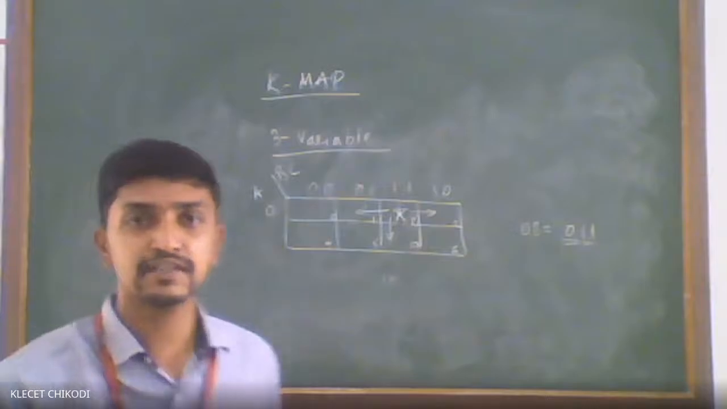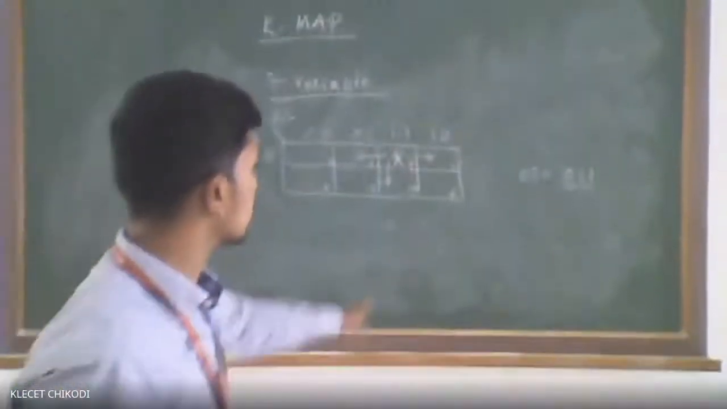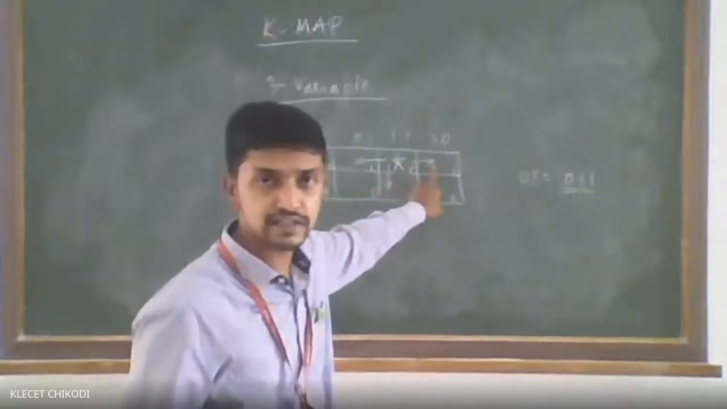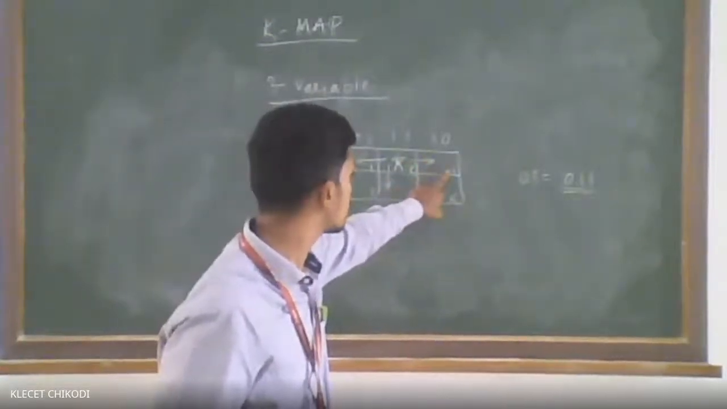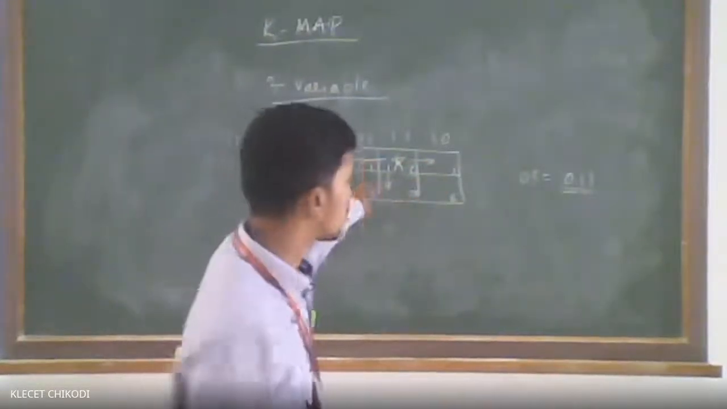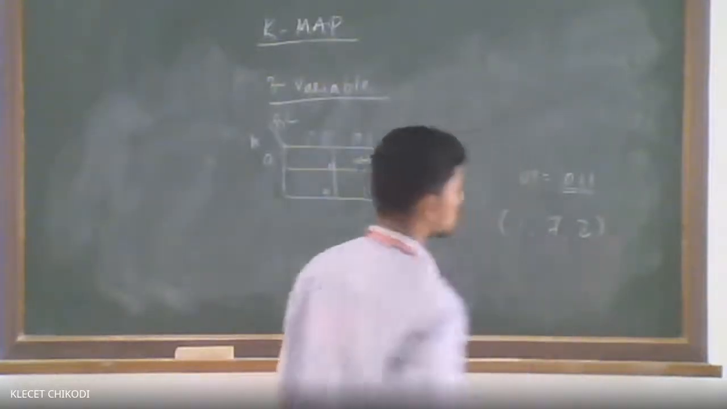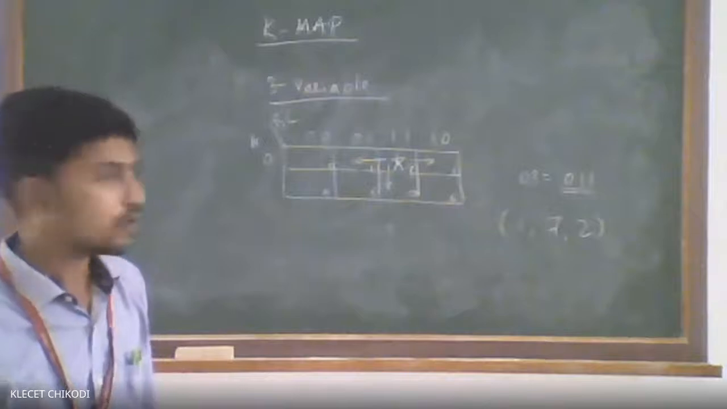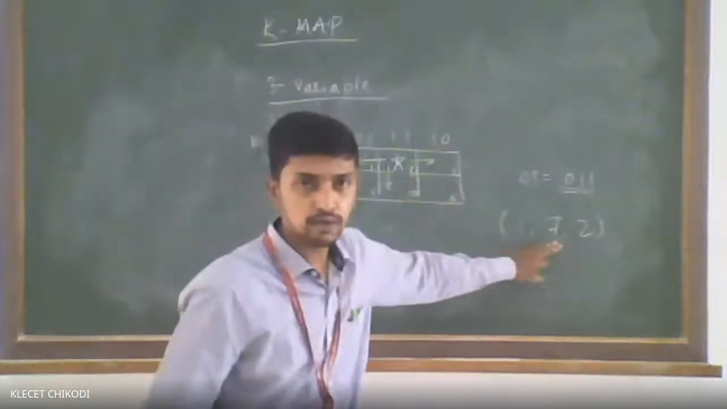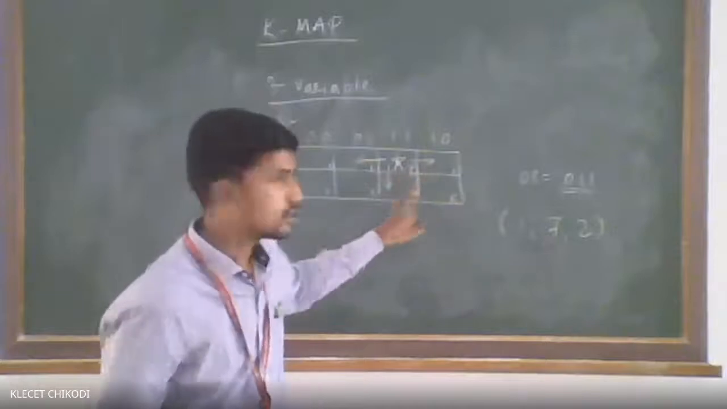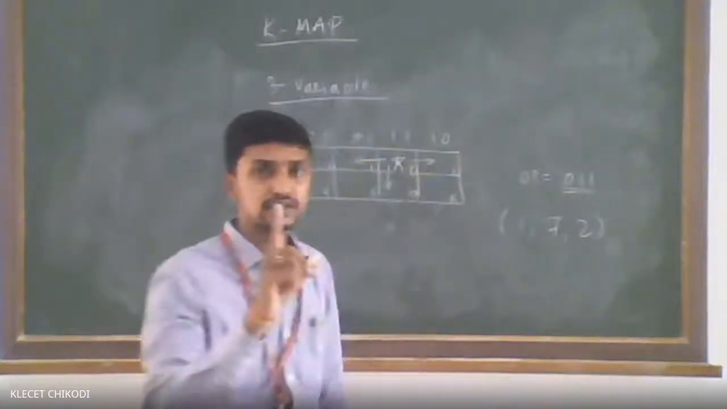Someone is asking here once again. See here, I am taking the third cell. What are the adjacent cells here? For 3, it will be 2, 7 and 1. For the third cell, logically adjacent cells are 2, 7, 1 or 1, 7, 2. And why do we call them logically adjacent? Because each cell varies by only a single bit.